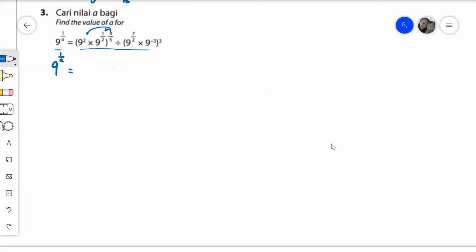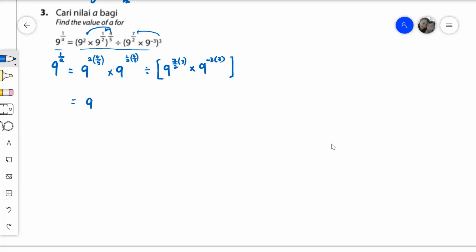Now, multiply the index in this equation. So we have 9 to the power of 2 times 4 over 5, times 9 to the power of half times 4 over 5, divided by 9 to the power of, multiply this, 7 over 2 times 3, times 9 to the power of negative 3 times 3. Okay, then we simplify the index.